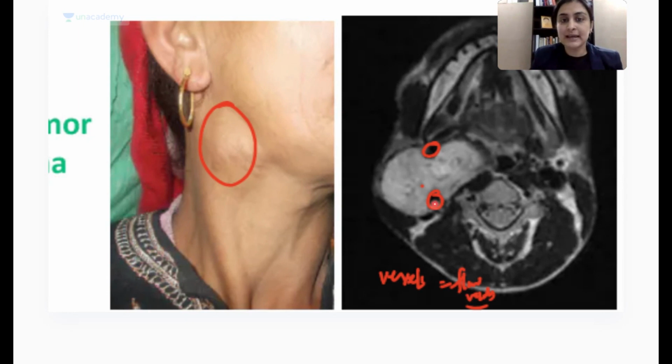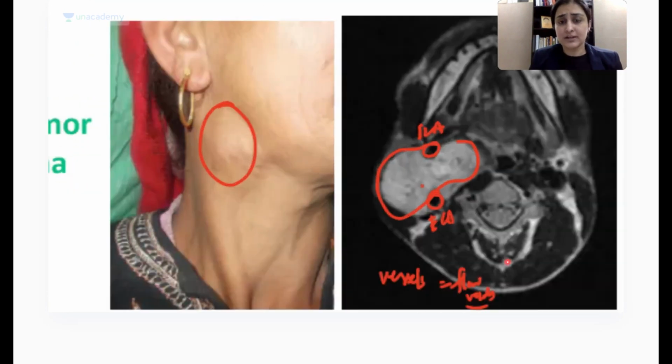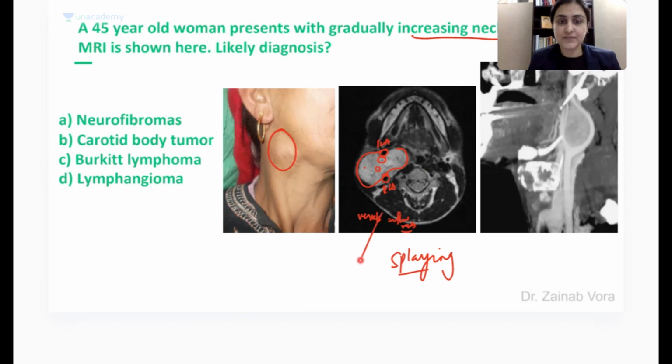So what do we see? I see that the ICA and ECA are basically splayed by the mass. Can I use the word splay here, guys? Splaying. Do you all understand splaying? It means getting separated. So the ICA and ECA are getting splayed here by this particular mass. Can you all agree that it has white areas also, black dots also? So does it remind you of something called salt and pepper that we use everywhere? The salt and pepper sign.